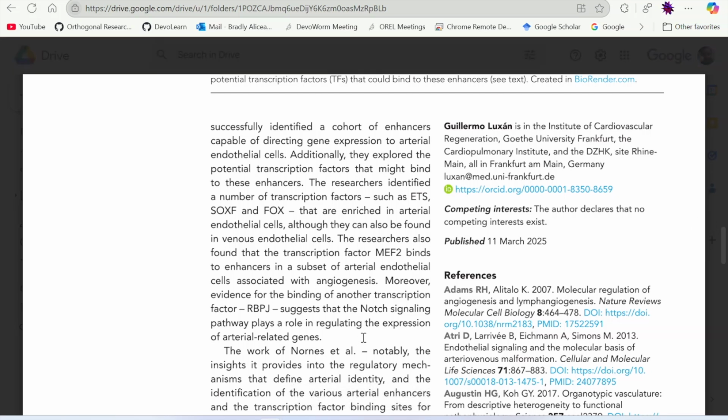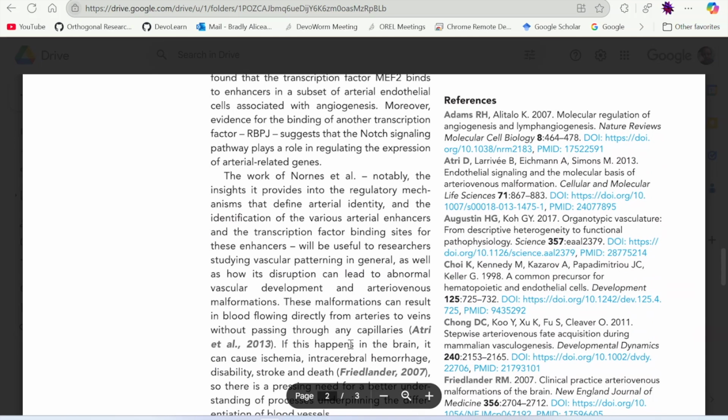So this has this complex interplay between general developmental mechanisms and some of these specific genes for the cell type. So this paper provides insight into regulatory mechanisms that define what they call arterial identity and the identification of various arterial enhancers and transcription factor binding sites for these enhancers.